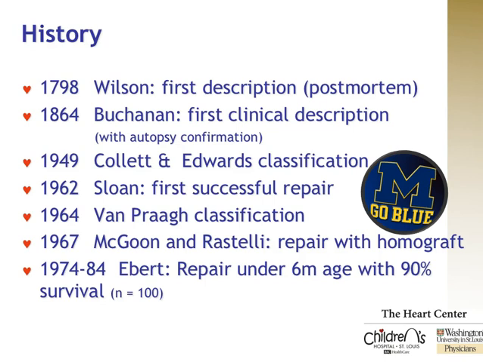In 1967, at the Mayo Clinic, McGoon and Rastelli described a repair using a homograft conduit to reconstitute RV to PA continuity. And then a real landmark in the history of truncus arteriosus was Paul Ebert's experience, which spanned a decade between the mid-70s and mid-80s, where he reported a 90% survival of over 100 patients with truncus arteriosus, all repaired under the age of 6 months. So really, before the advent of a lot of newborn heart surgery, experience with a very young group of patients with excellent survival, really a leap forward. And to give due credit, Paul Ebert was an Ohio State grad, so the Michigan-Ohio State rivalry goes beyond the football field into the realms of the history of truncus arteriosus as well.